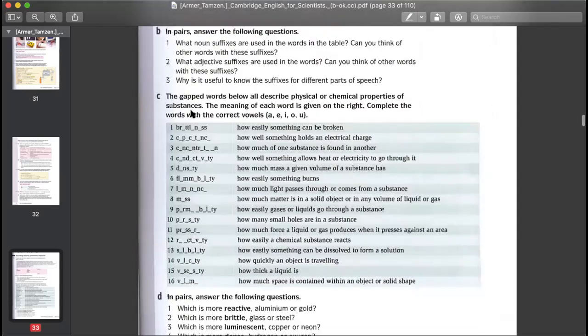And see here also, this is a very important exercise, the gapped words. Those are the gapped words below, all describing physical or chemical properties of substances. The meaning of each word is given on the right. Complete the words with the correct vowels A, E, I, O, U. You just put these vowels in to complete the words. This is very important and you can do it by yourself.